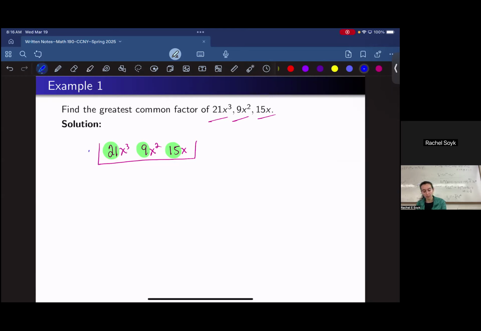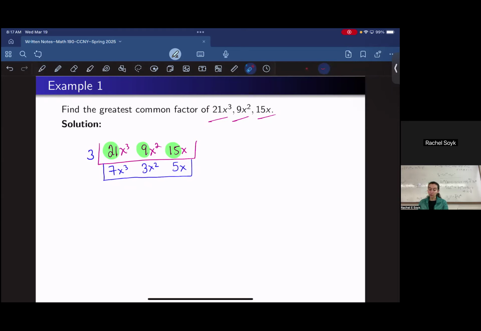3, exactly. And so when we pull out 3, how many times does 3 go into 21? Yep. How many times does 3 go into 9? And how many times does 3 go into 15? Good. And then we ask ourselves again, is there a GCF that we can pull out of 7, 3, and 5? No. So we're done with the coefficients, but now let's look at our variables.